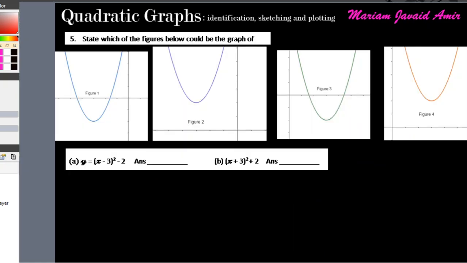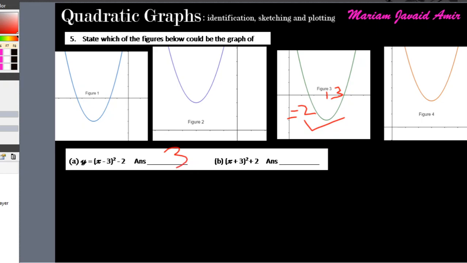Question number 5. State which of the figures below could be the graph of (x minus 3) whole square minus 2. Now, (x minus 3) whole square will take the graph 3 units to the right, and minus 2 will bring the graph 2 units down. So, 3 units to the right and 2 units down, so that will be figure 3.